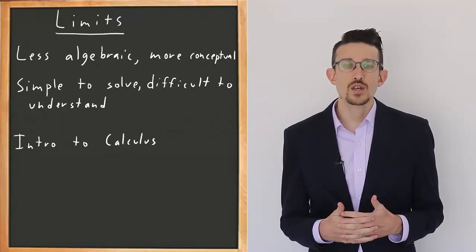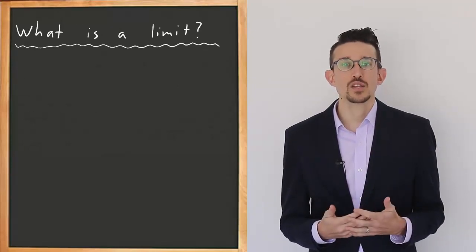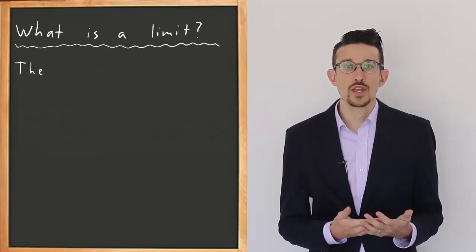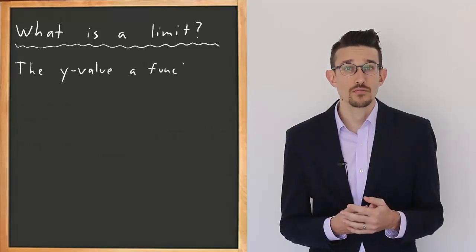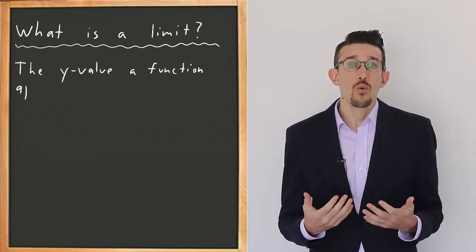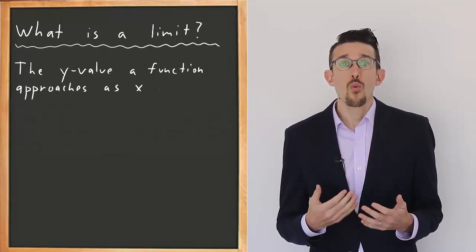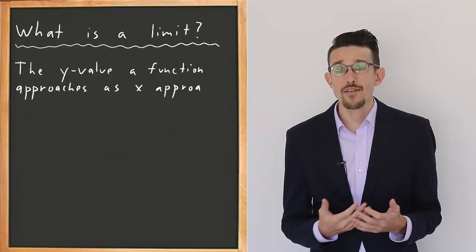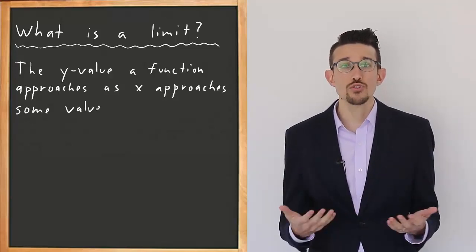The first question is, what is a limit? At its most basic, a limit is asking the question, what is a function doing as x approaches some specific value? So when we say, what is the limit as x approaches 2 of a function, we're saying, what value are the y values approaching of that function as x approaches 2?